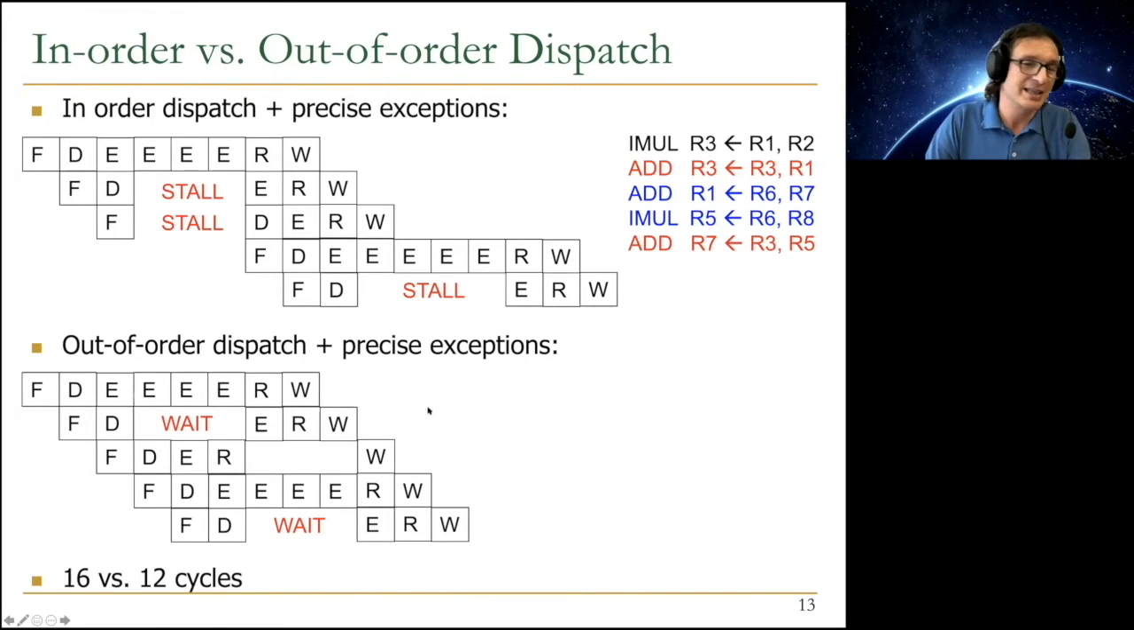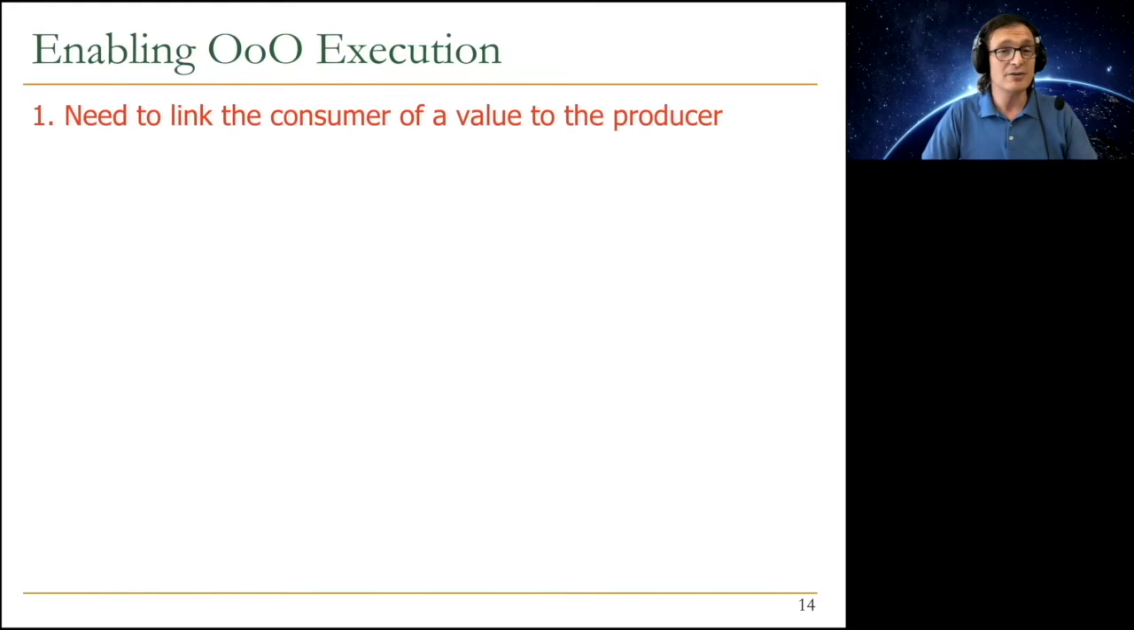And in real machines, actually, the benefit you get out of out-of-order execution is much higher compared to in-order execution, because this is a very simple piece of code. In real machines, you actually have many, many more stalls and longer latencies, variable latencies, etc. Okay, so how do we enable out-of-order execution?